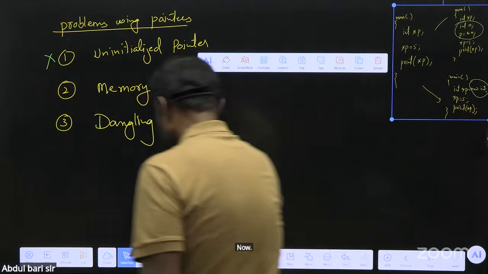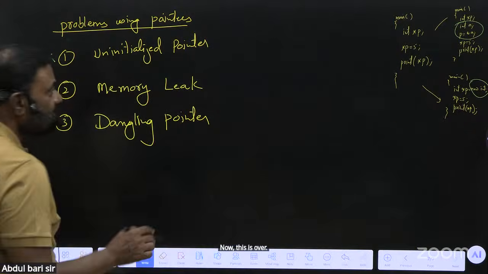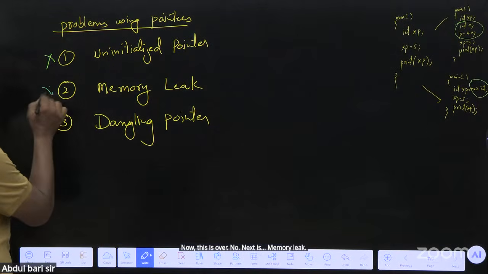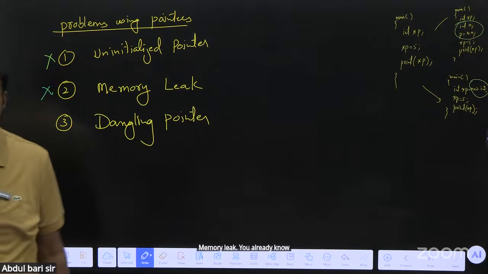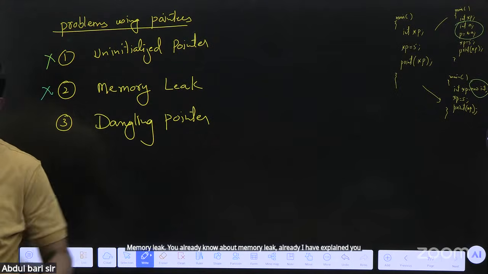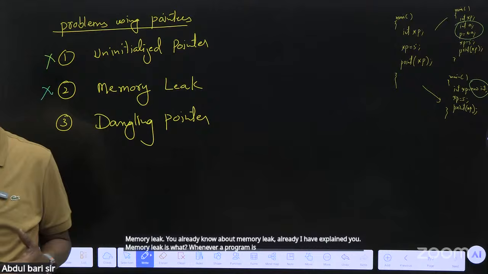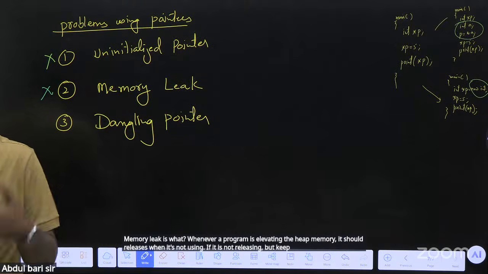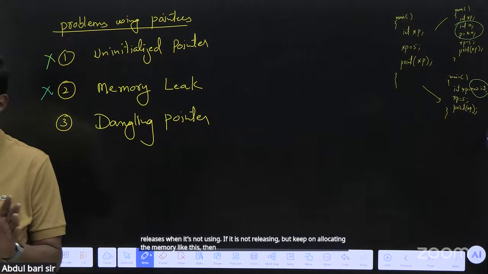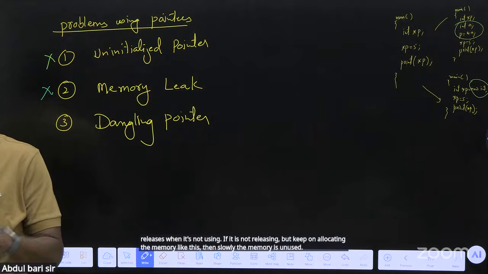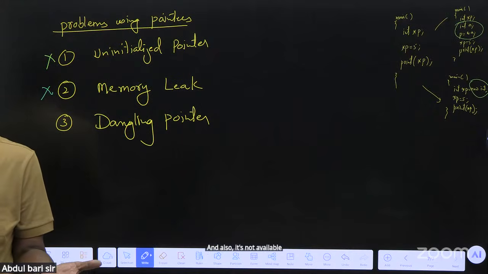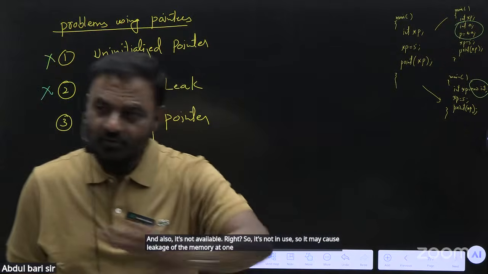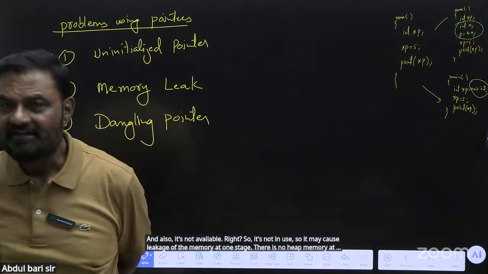Now, this is over. Now, next is memory leak. You already know about memory leak. Already I have explained to you. Memory leak is what? Whenever a program is allocating heap memory, it should release it when it's not using it. If it is not releasing, but keeps on allocating memory like this, then slowly the memory is unused and also not available. So it may cause leakage of the memory. At one stage, there is no heap memory at all, and the program will crash.